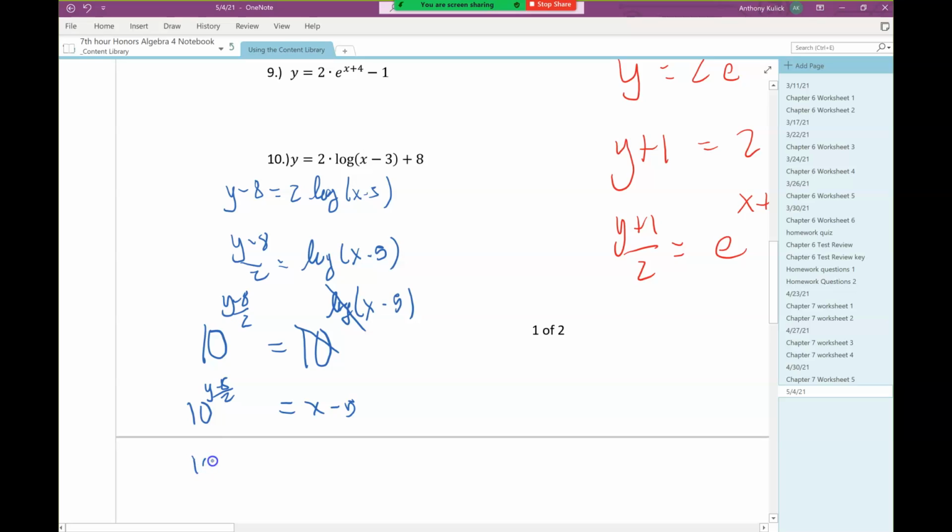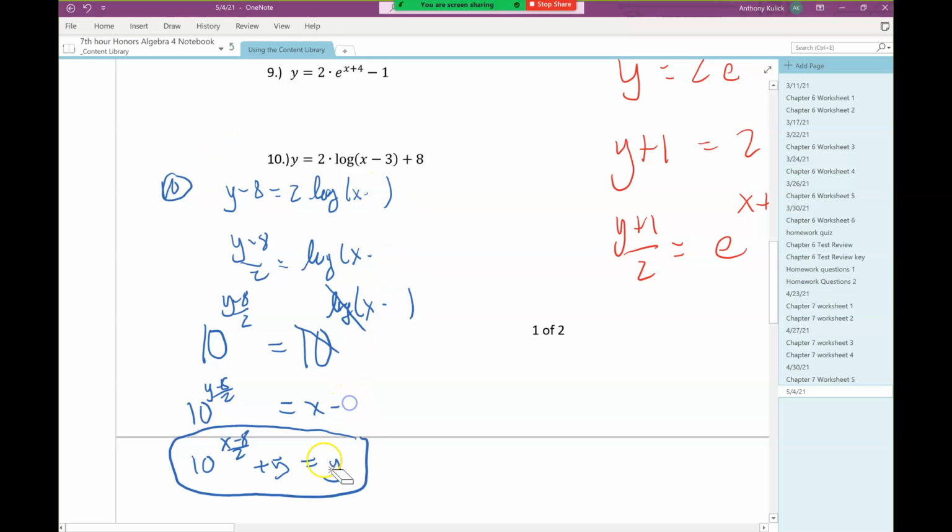And then we just add the 5 over and swap the x's and y's. Oh, yeah, that's a 3. Shows how messy my penmanship is. Turned into a 5 on my paper.